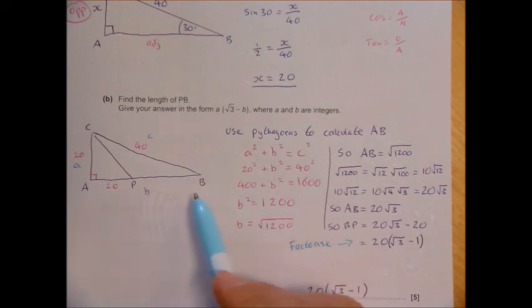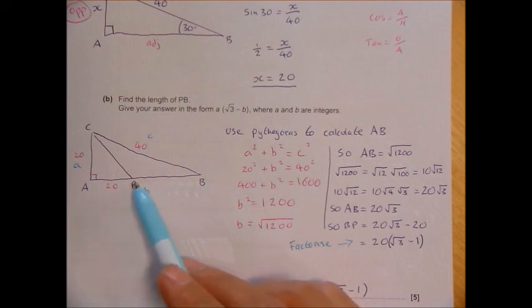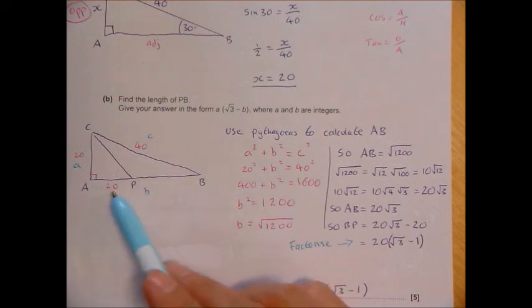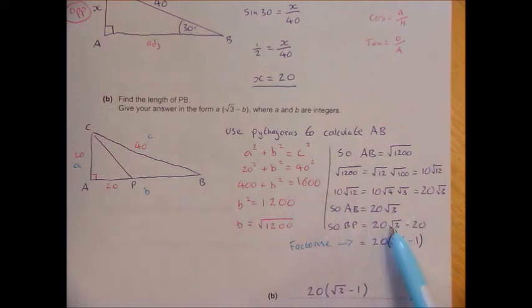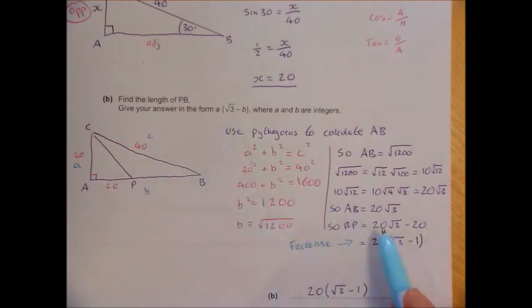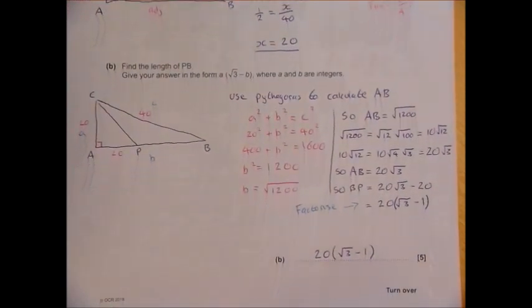So the length from B to P is 20 root 3 but you take away that 20. So it's 20 root 3, take away 20, and I've factorised that because it wants it in this form. So 20 is common here and here, so it is 20, open brackets, root 3 minus 1, close brackets. 5 marks. That's difficult.